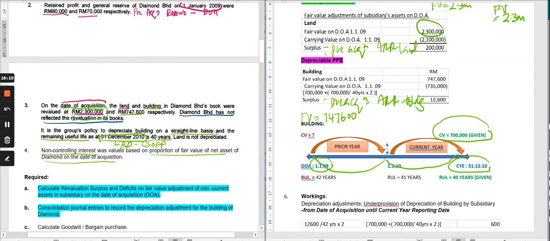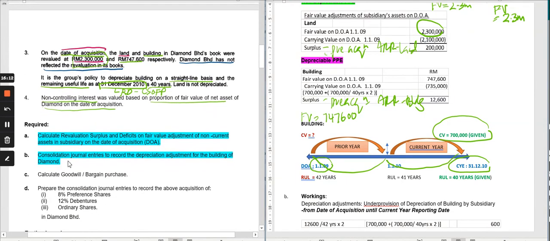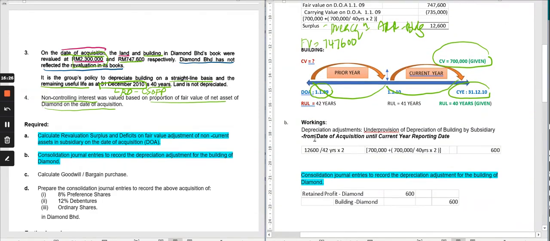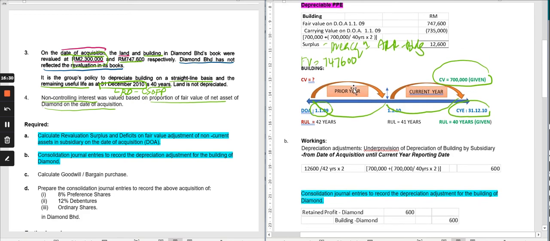So now the total surplus for the asset, one for building, the other for land, will make up 212. Okay, the next part is you are asked to calculate and also show the consolidation journal entries to record the depreciation adjustment for the building of Diamond. To find the depreciation adjustment, what you need to know is that if you have a surplus, that will normally be a situation that the depreciation was undercharged, or actually under-provided by the subsidiary company.